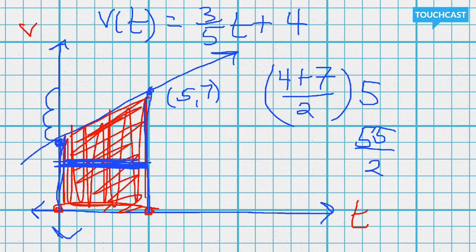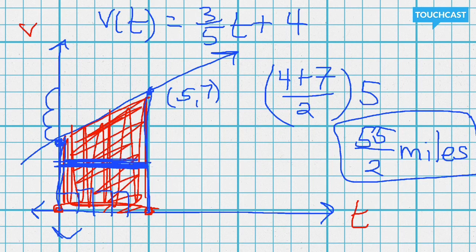Another way to think about this is that I'm adding up the areas of all these little squares. Think about what the units on those squares are. The time units are minutes, and the velocity units are miles per minute. So I'm multiplying miles per minute times minutes to get 55 halves miles. Final answer. That's the distance traveled by that car moving at 3/5 t plus 4 between time 0 and 5 minutes.